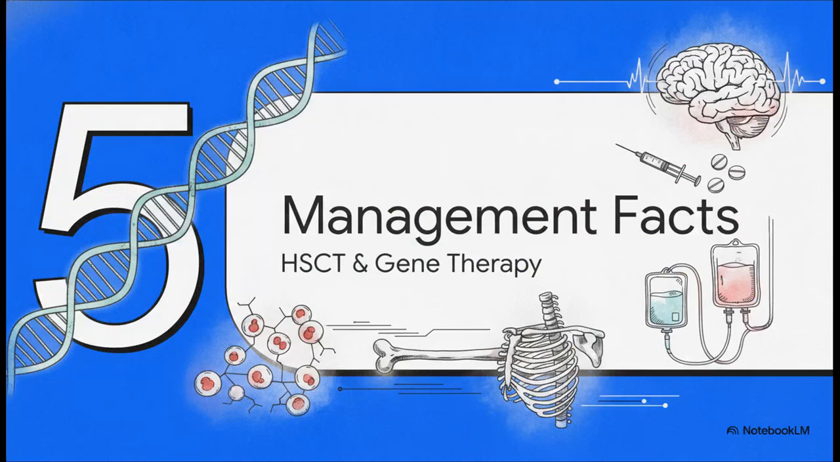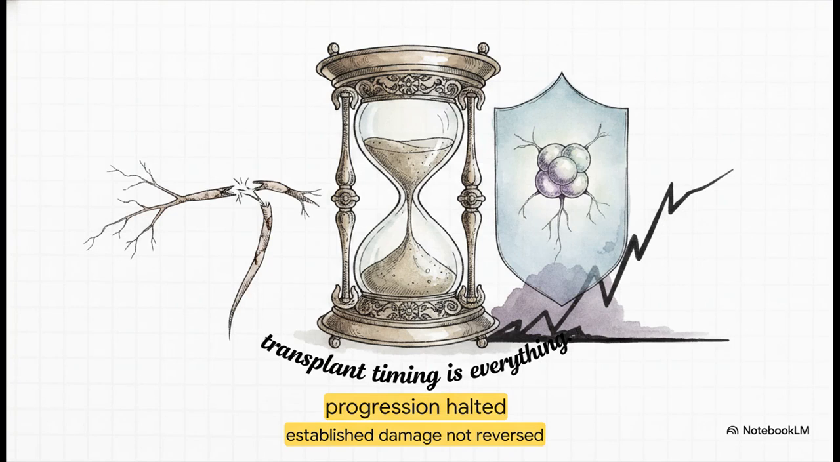Section 5, let's talk management facts, specifically the truths about HSCT and gene therapy. So while care is mostly supportive, managing spasticity, seizures, and nutrition, we do need to quickly cover the major disease-modifying options. First is hematopoietic stem cell transplantation, or HSCT. Watch out for exam trap number 5 right here.